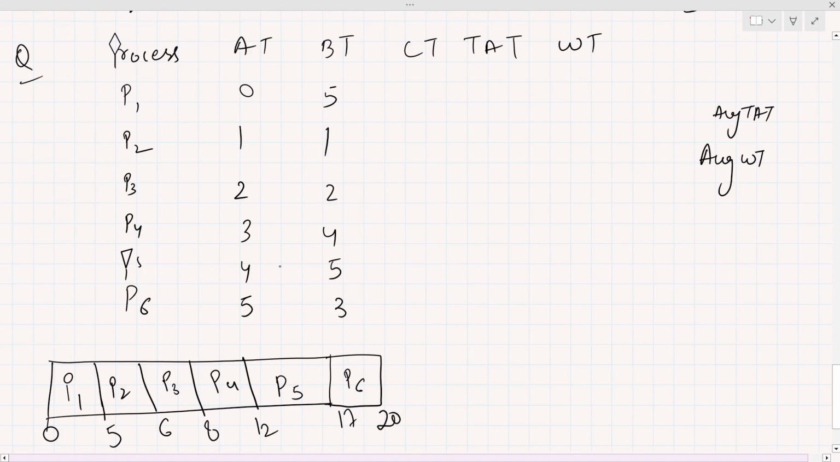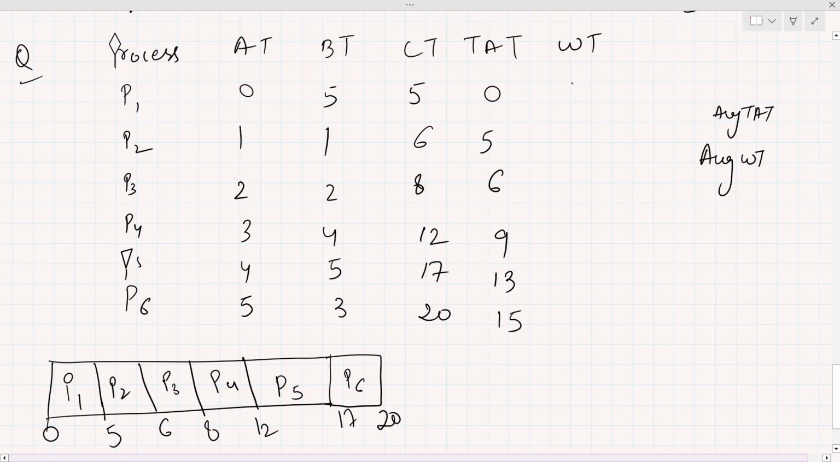So now we get the completion time for all the processes. For P1 the completion time is 5, P2 completion time is 6, P3 it's 8, P4 12, P5 17 and P6 it becomes 20. Now TAT, how do we find TAT? Completion time minus arrival time, so it becomes 0, and 6 minus 1 becomes 5, 8 minus 2 is 6, 12 minus 3 is 9, 17 minus 4 is 13 and 20 minus 5 is 15. So this is the turnaround time.